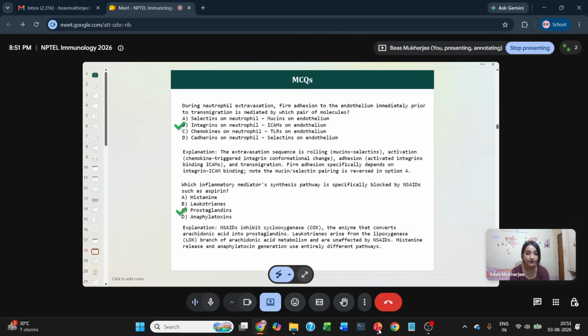And for the second one, NSAIDs inhibit prostaglandins by working on the cyclooxygenase enzyme that converts arachidonic acid into prostaglandins. Now, arachidonic acid is a 20 carbon fatty acid chain. It is a long chain fatty acid, and this is getting converted into prostaglandin. In between, cyclooxygenase is the enzyme that helps in the conversion, but then NSAID blocks it. We will talk about all of this in detail eventually in this course, but not today. So let's move on.